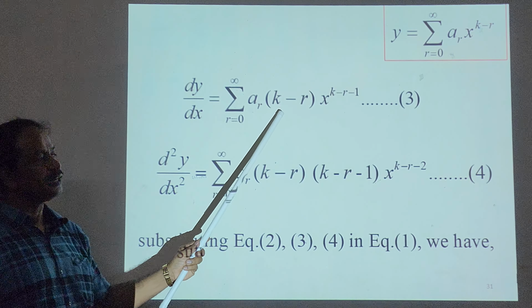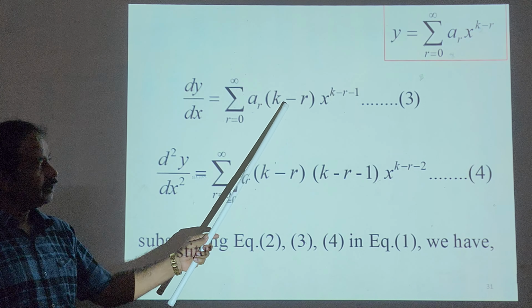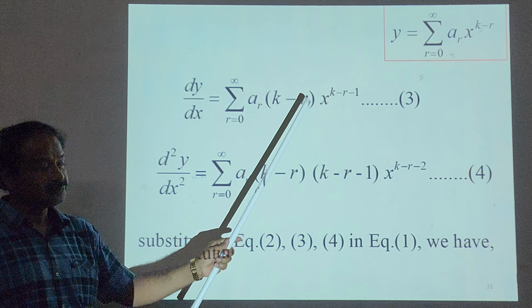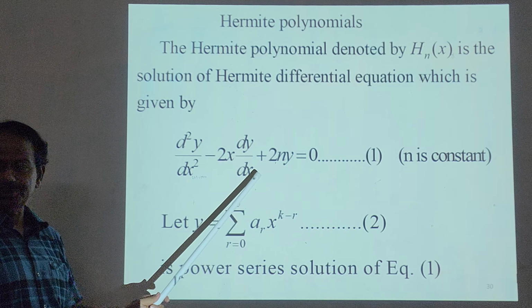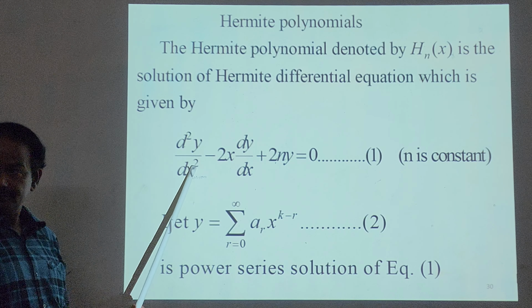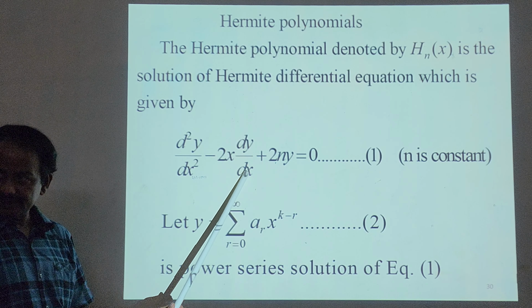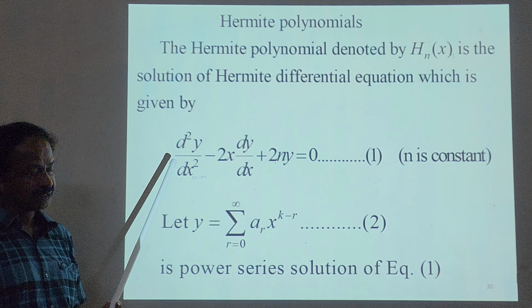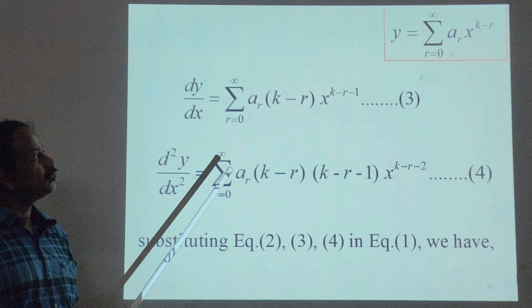Is it okay? Now you will have to differentiate again with respect to x. Differentiating again, that will give you the same thing, a_r (k−r), and differentiating now, this becomes (k−r−1) x^(k−r−2). So we now have dy/dx and d²y/dx², and also we have y. We can substitute in this equation. We have the answer for dy/dx, and we already know y. You substitute in this equation. So after substituting, we will get this.